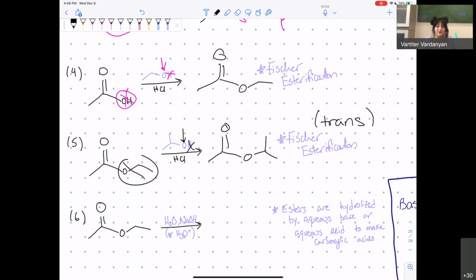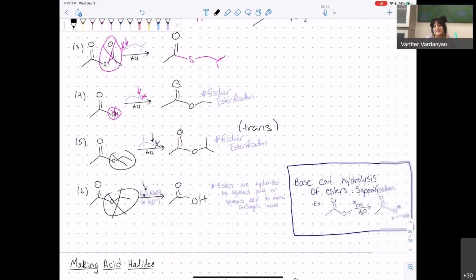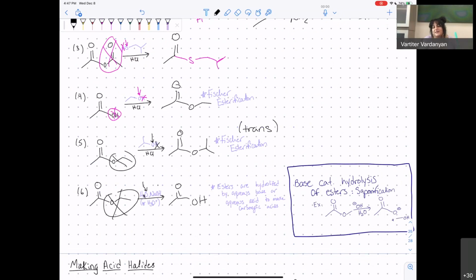All right, so the last one, we started with an ester, and we are adding our nucleophile, get rid of one of the hydrogens, so we get a carboxylic acid. This is a base catalyzed hydrolysis, which means it is a saponification, and the details are in that box in the corner.